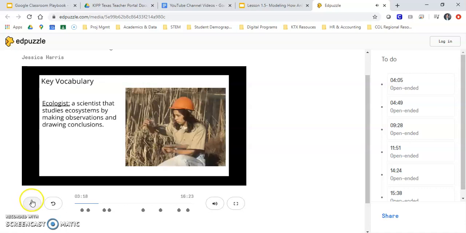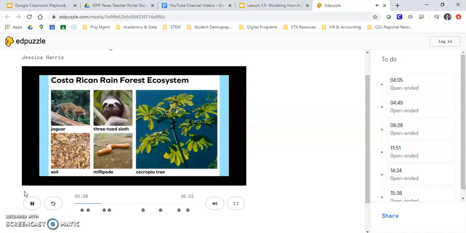So rooting ourselves in our role, we have taken on the role of ecologist, and an ecologist is a scientist that studies ecosystems by making observations and drawing conclusions. So you'll notice that throughout this unit, you're going to be doing a lot of observations and a lot of writing to draw conclusions to help explain your findings and your thoughts.